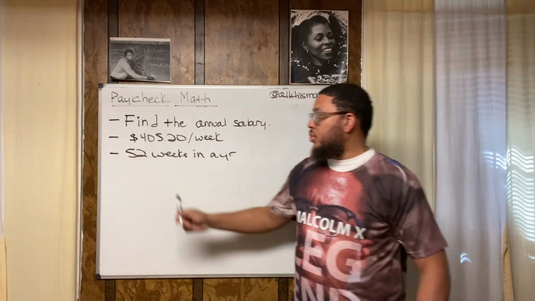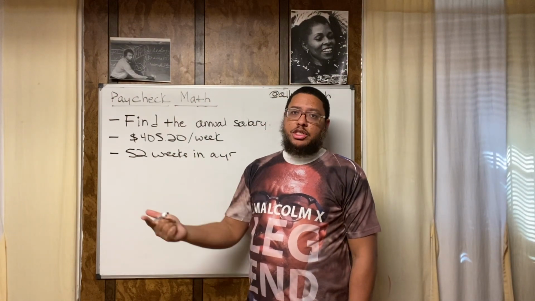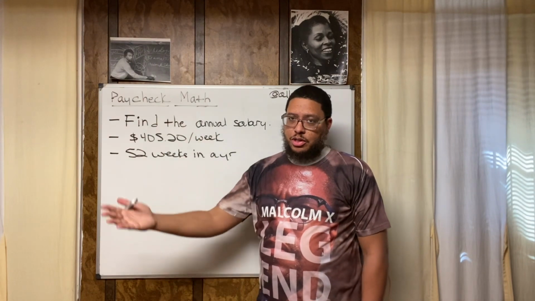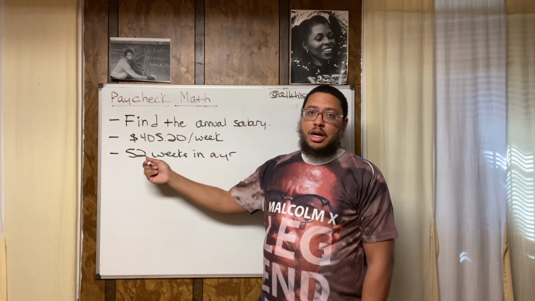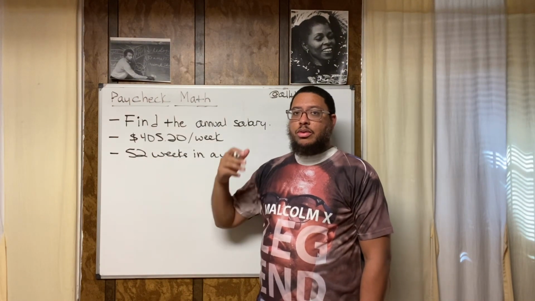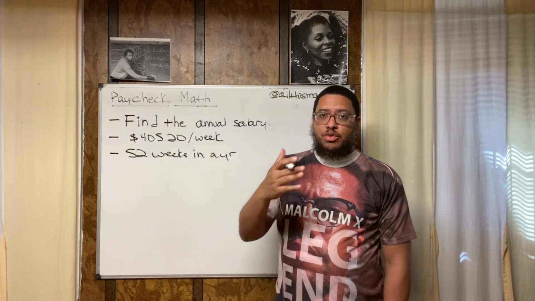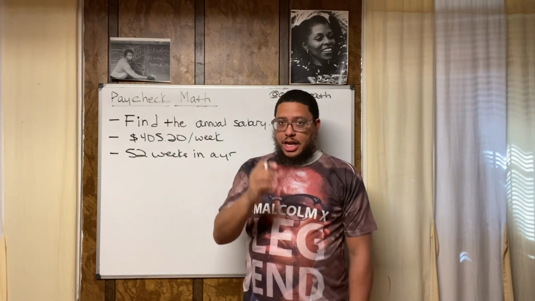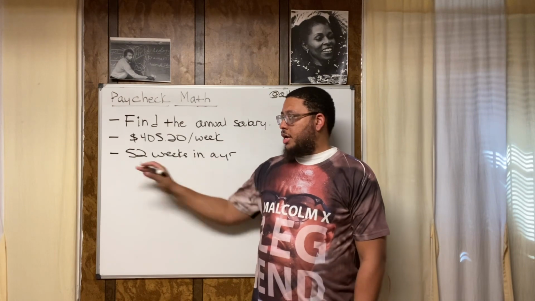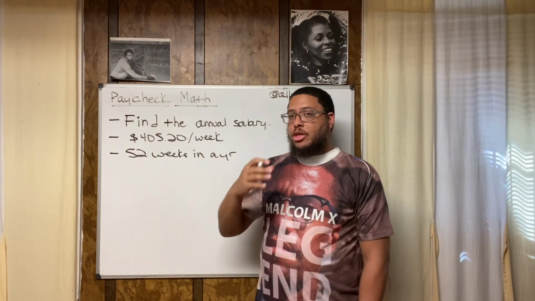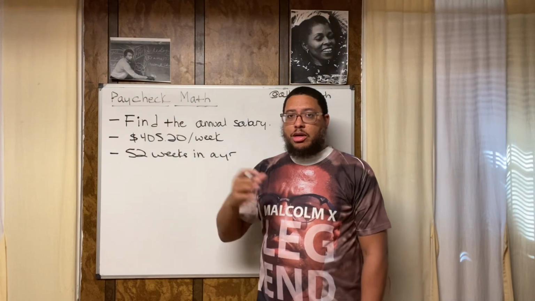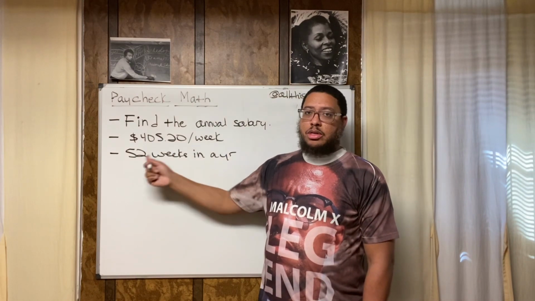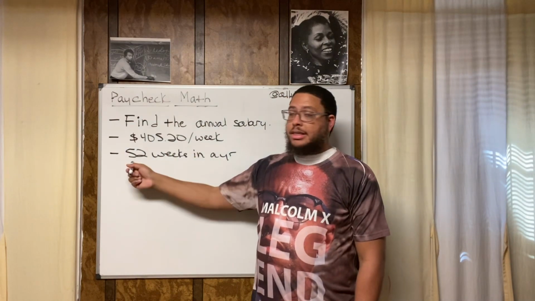So what we could do is we could do 405.20 plus 405.20 plus 405.20, we could do that 52 times, right? Or we could do multiplication, because multiplication is just repeated addition. As a shortcut from adding the same value over and over again, you're just multiplying. So instead of adding $405.20 52 times, we can just do $405.20 times 52.